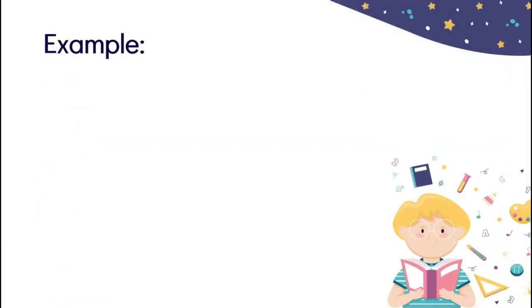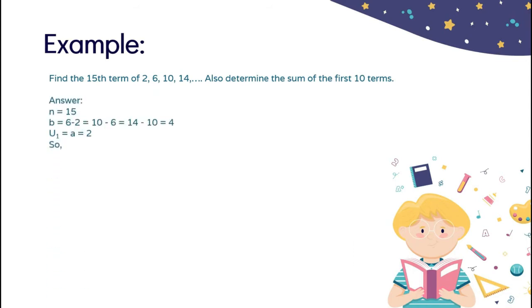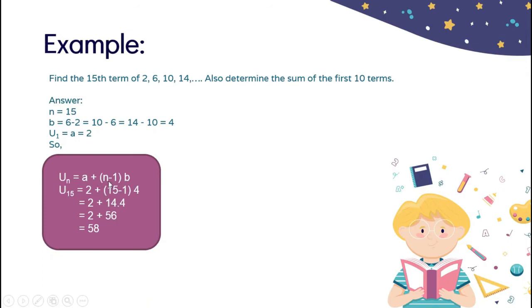For example, find the 15th term of 2, 6, 10, 14, ... Also, determine the sum of the first 10 terms. The answer is, we know n equals 15, b equals 4, u1 equals a equals 2, so un equals a plus n minus 1 multiplied by b. u15 equals 2 plus 15 minus 1 multiplied by 4. Then operated to produce u15 equals 58.